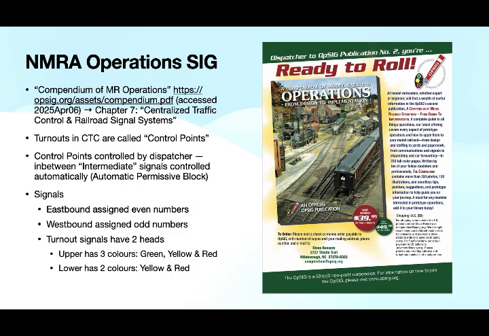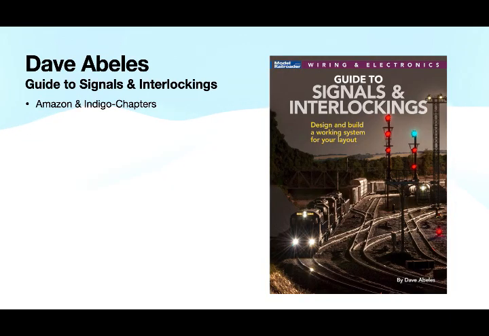Turnout signals have two heads. Upper has 3 colors, the lower has 2 colors. Again, yellow through the diverging route. Dave Abels has a nice guide to signals and interlockings. You can get it on Amazon, in Canada at Indigo Chapters.